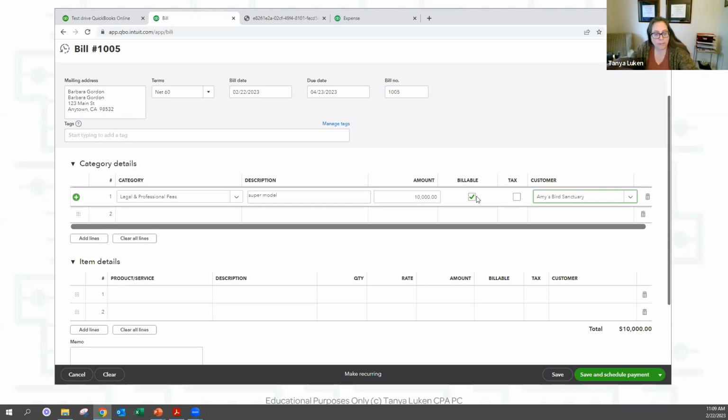So I have a friend that does a bunch of marketing things, and she'll often buy brochures or calendars, or have things printed or have things made for her clients, like with their logo, for example, all of the marketing material. So she'll buy it, check that box that it's billable, and then she'll be able to track how much is owed to her from all those individual customers. All right.